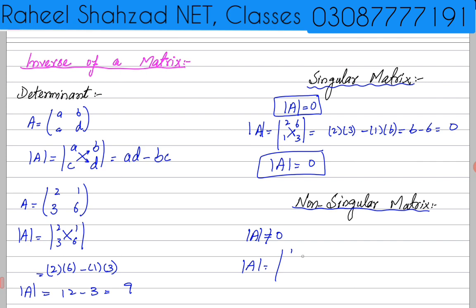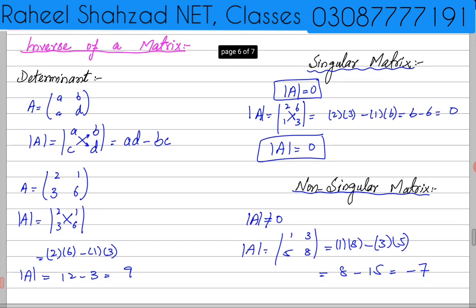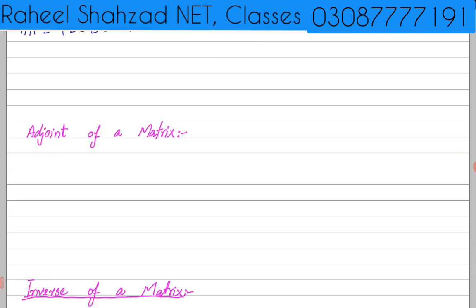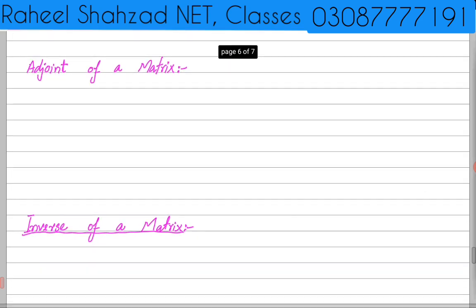We have a matrix A = [1, 3; 5, 8]. So that makes it 1 into 8 minus 3 into 5, that is equal to 8 minus 15, which is equal to minus 7. So either it is positive or it's negative. This is how it works. These are very important definitions, and usually from this chapter they might ask you related to this concept, what is a singular matrix. They could give you a matrix and ask if it is a singular matrix or not.